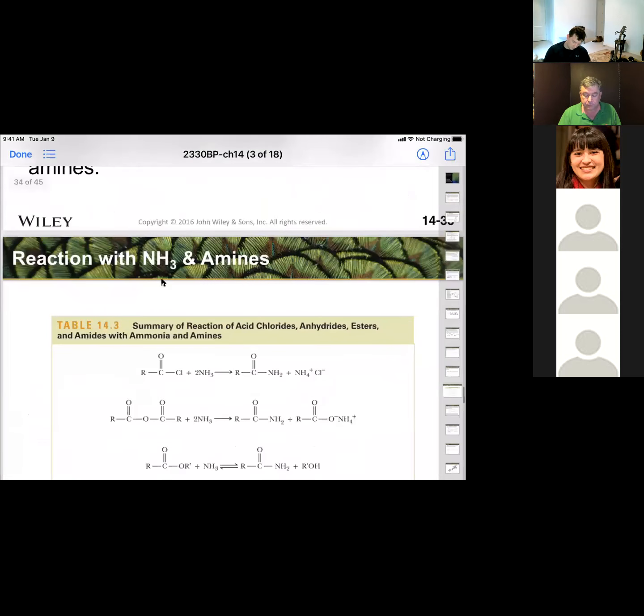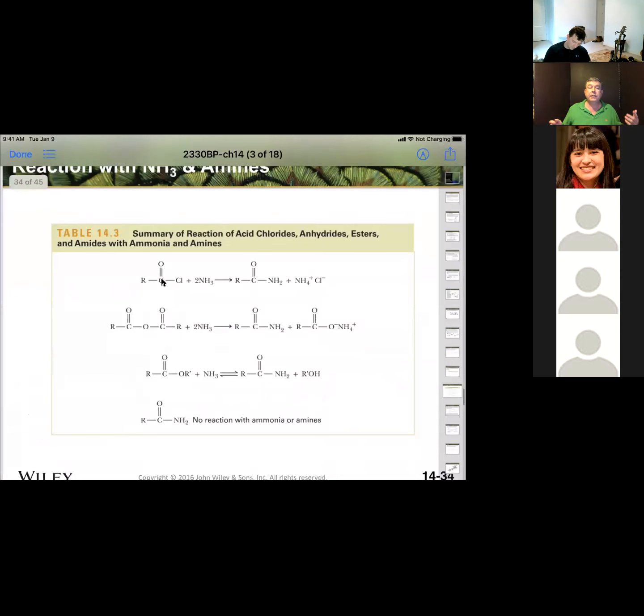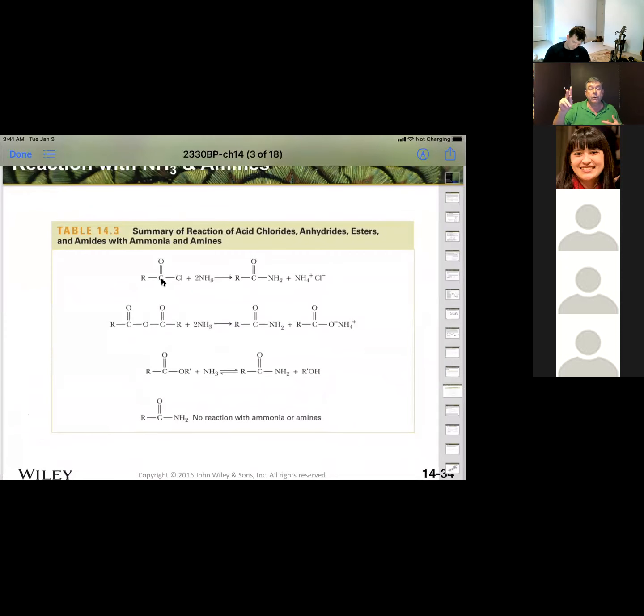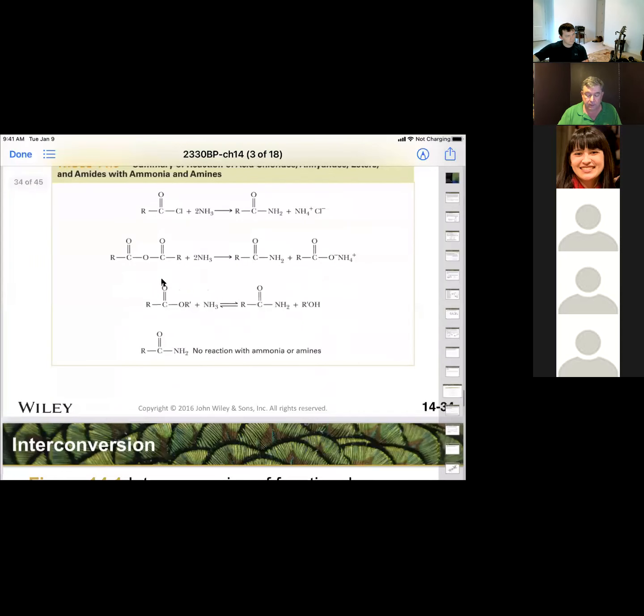So the summation of that is we have to have 2 equivalents if we generate acid. So that's HCl in the form of the acid chloride, and acetic acid or carboxylic acid in the form of an anhydride. In esters, we only need 1 equivalent because it generates neutral water. And amides don't react with other amines.